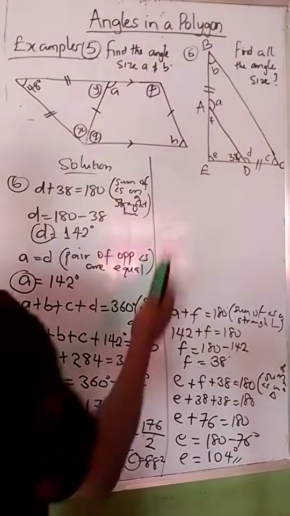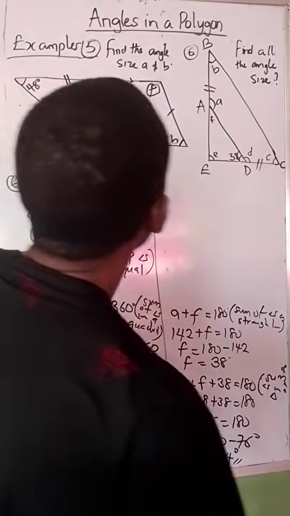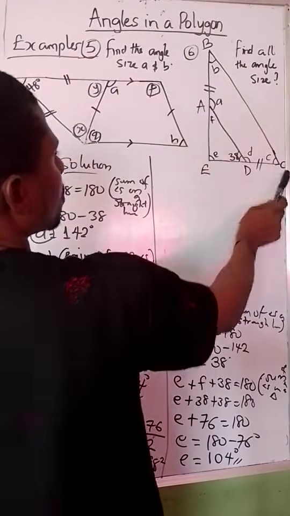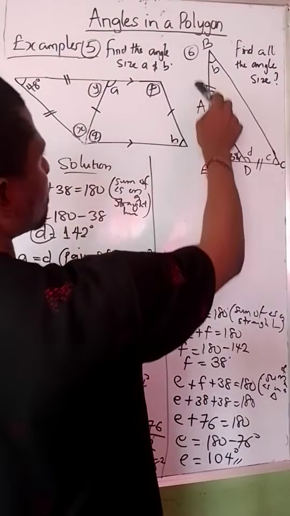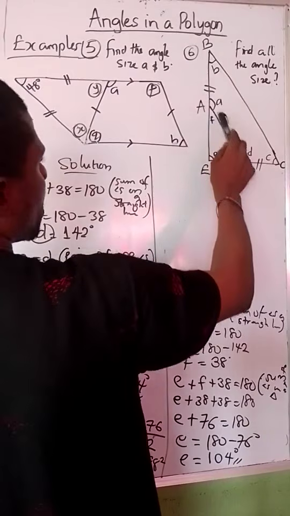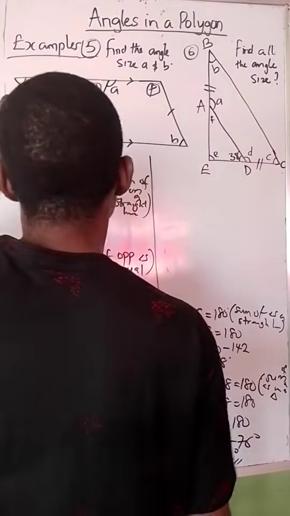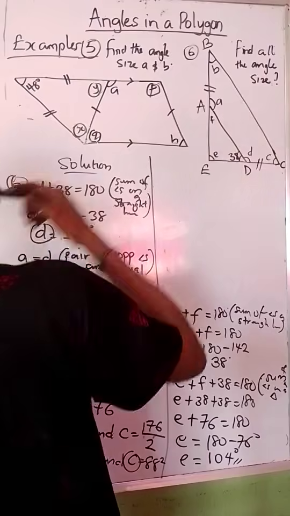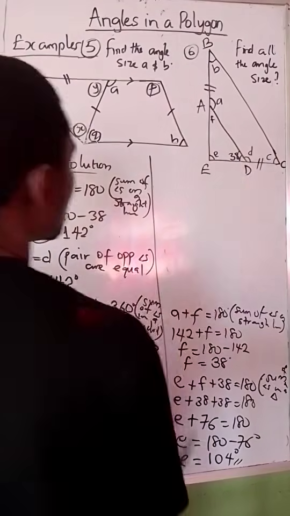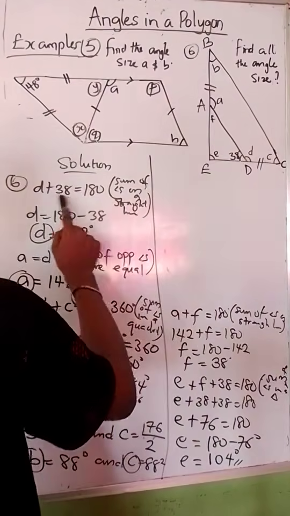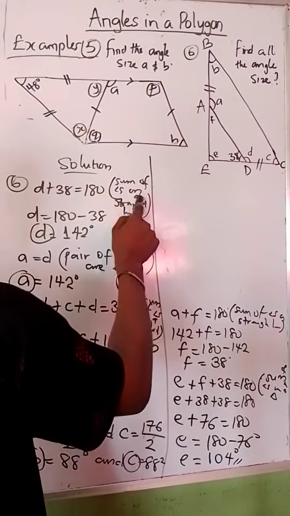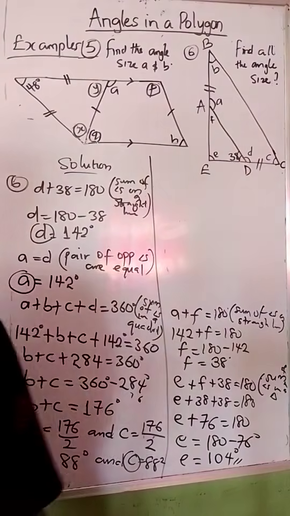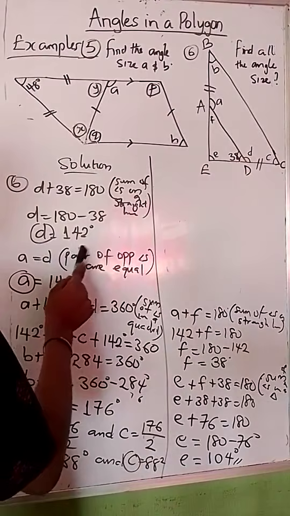As we continue, question two. You can see we have a bigger isosceles triangle, a trapezium, and a smaller triangle. All right. The one that is easiest for us to get from this is angle D. So D plus 38 equals 180 degrees, while sum of angles on a straight line is 180 degrees. So we get our D to be 142.